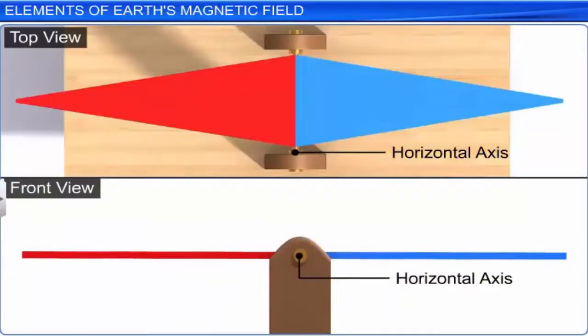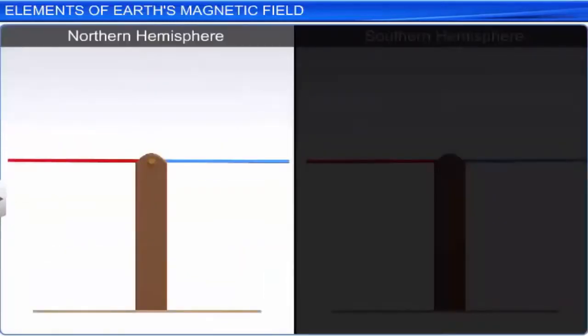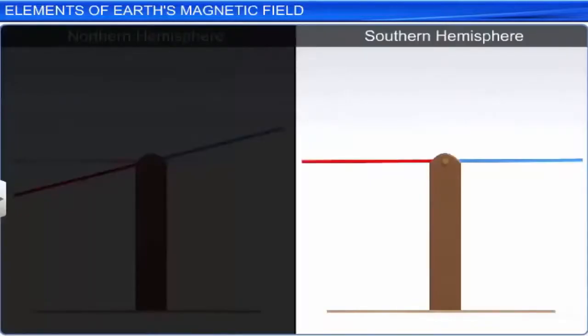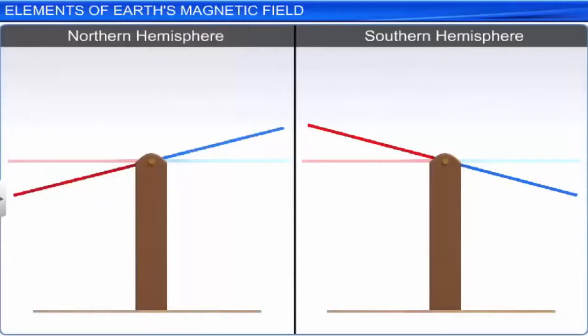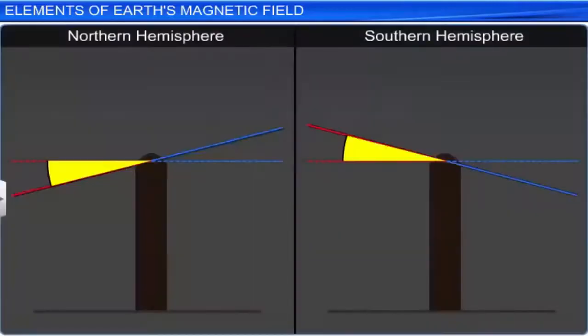If the compass is placed in the northern hemisphere, its north end dips down from the horizontal position. If the compass is placed in the southern hemisphere, its south end dips down from the horizontal. The angle through which it dips with respect to the horizontal plane at that point is known as the angle of dip or the inclination, denoted by the capital letter I.